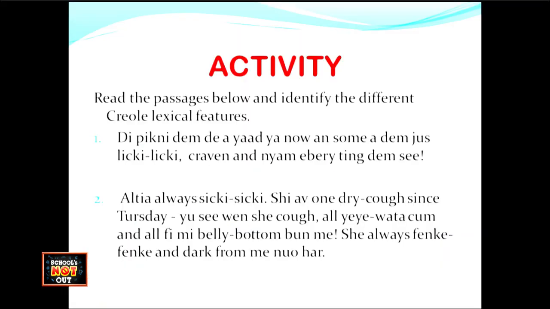Altia always sicky sicky. She have one dry cough since Thursday. You see when she cough, all yai water come and all see me belly button bun me. She always fenke fenke and dark from me noir. So start thinking, start working this out, students, and let us see if you have found those Creole lexical items.